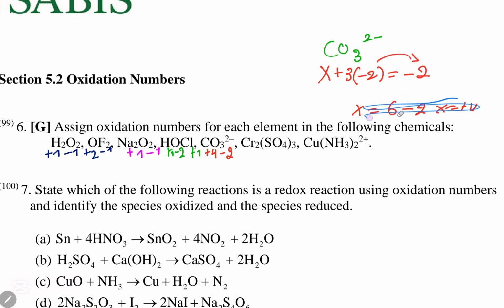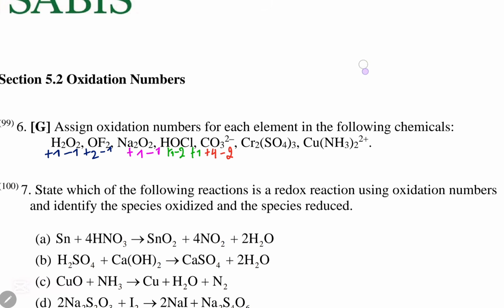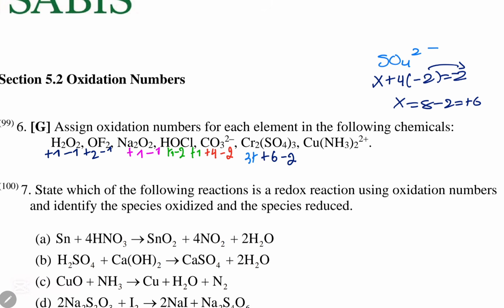Now here we have Cr2(SO4)3, so we split them into their ions, Cr3 plus and SO4 2 minus. So Cr, of course, is going to get the 3 plus, and then SO4 2 minus, right? This is very important. I want to find the oxidation number of sulfur, so I will call it X. Oxygen is more important than sulfur, so it gets the priority. So plus 4 times minus 2 is equal to minus 2. I'll move this to the other side. X is equal to 8 minus 2, which is plus 6. So I get plus 6 here, minus 2 over here.